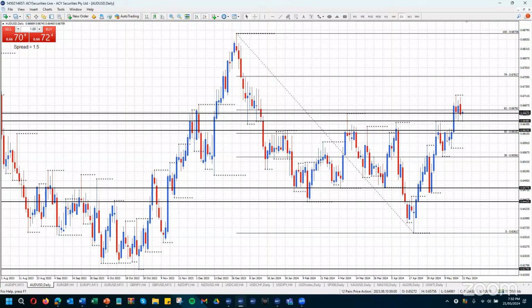We have put in a little bit of a minor, little lower top here. So is it going to start to come down and change its trend to the downside? All right, it's definitely struggling, putting in a little bit of a lower top yesterday.